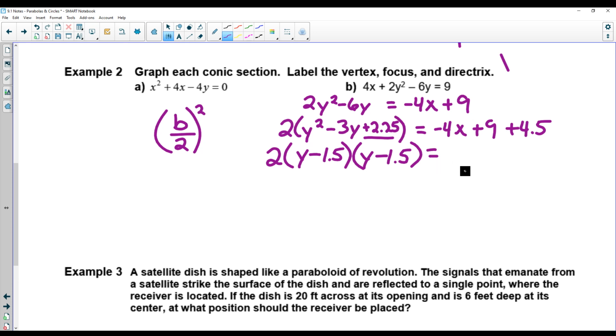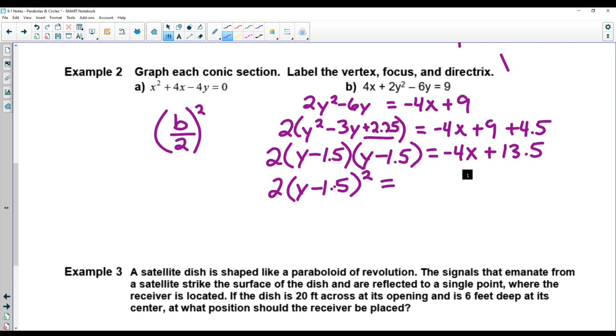This side over here, I'm going to go ahead and just combine those first. So I'm going to have negative 4x, and I'm going to have plus 13.5. And then I'm going to clean this up, get it in the form I want. So I'm going to have y minus 1.5 squared. Sorry, little 2 dots there, sorry. And I'm going to divide it into the other side in a second. I'll leave it there for now.